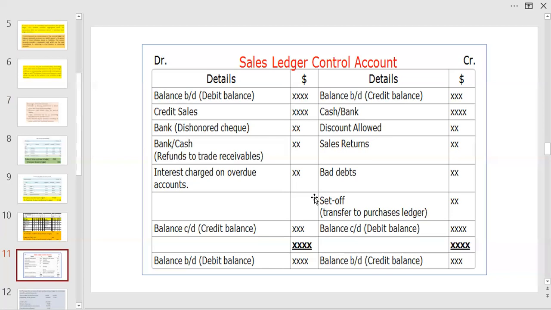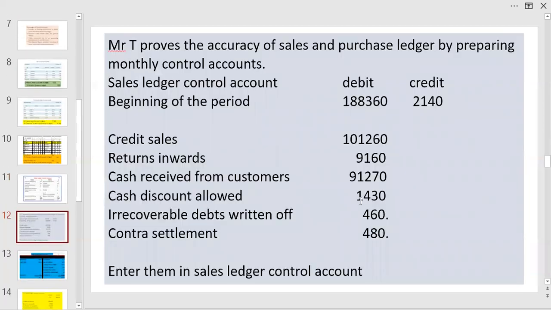Now let us try a question which is originally one large question that has been split into 3 sections for the convenience of the students. Mr. T proves the accuracy of sales and purchases ledger by preparing monthly control accounts. Now, details are given here. Enter them in the sales ledger is the request.